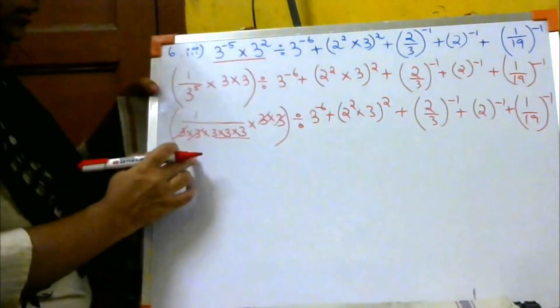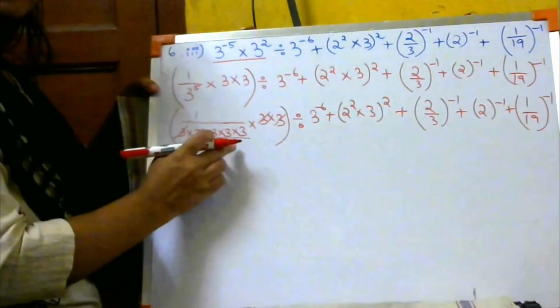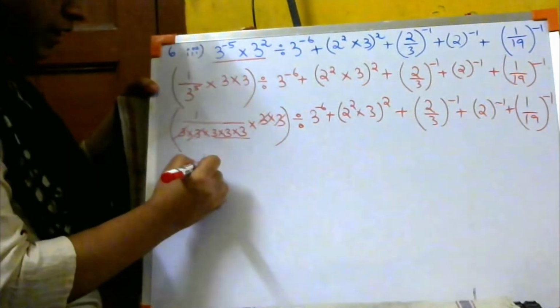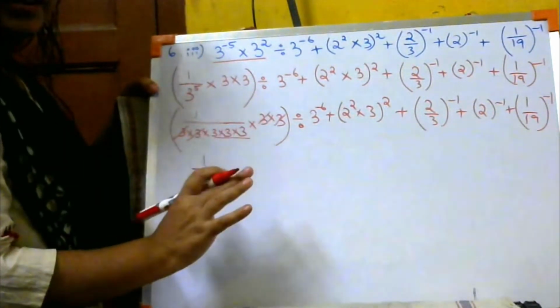Clear? Now, let us solve over here. 1 by 3 बार 3 है. 3 3s are 9, 9 3s are 27. So, over here inside the bracket it is 1 by 27. यहाँ पे तो 1 हो गया, so no need of writing 1.